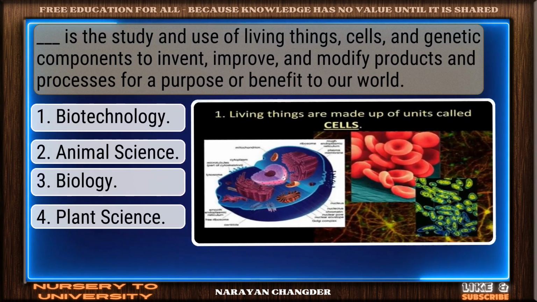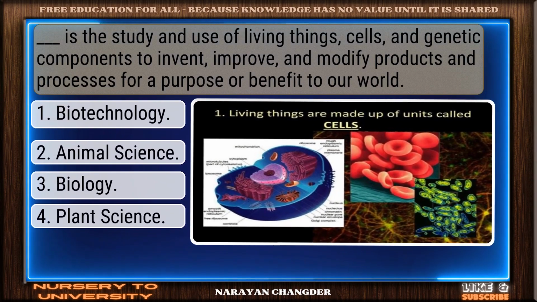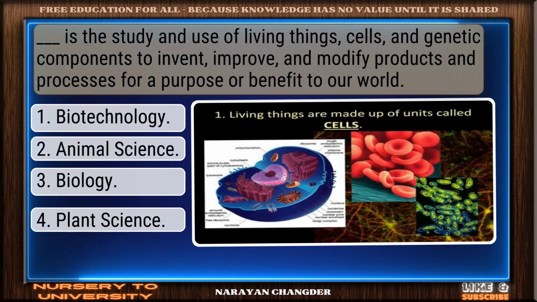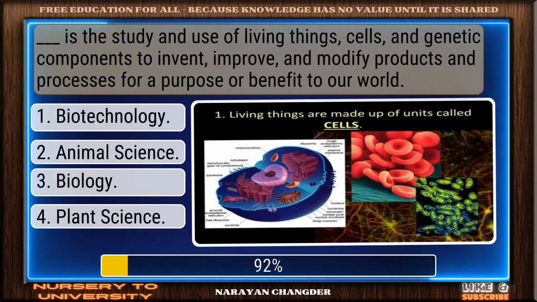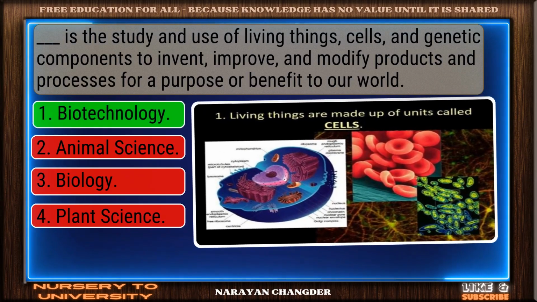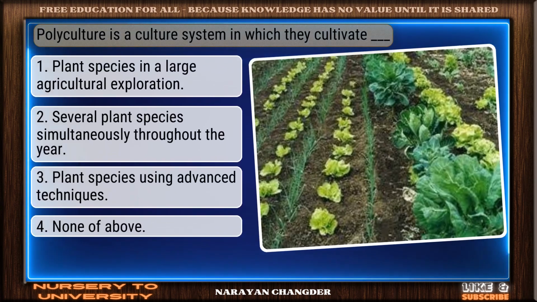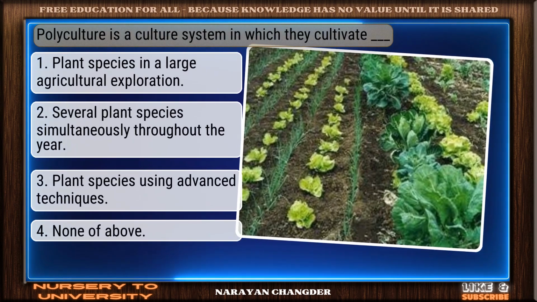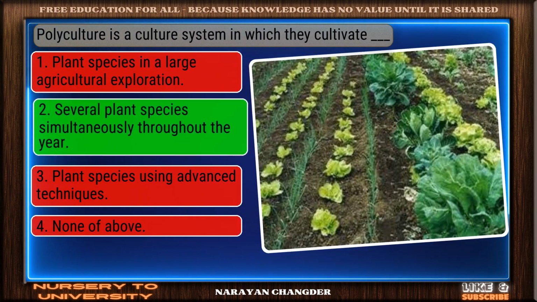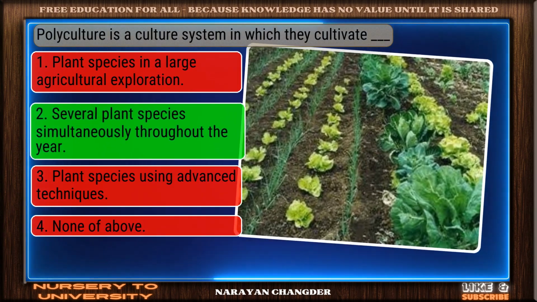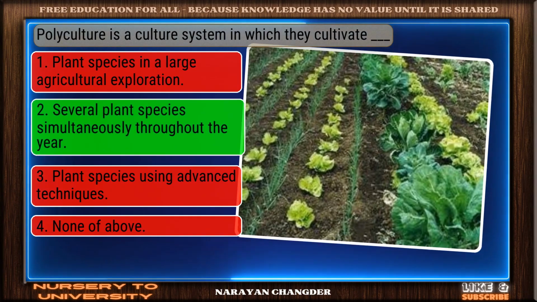Dash is the study and use of living things, cells, and genetic components to invent, improve, and modify products and processes for a purpose or benefit to our world. Strong choice. Biotechnology is the right answer. Polyculture is a culture system in which they cultivate dash. Good thinking. Several plant species simultaneously throughout the year is the right answer.